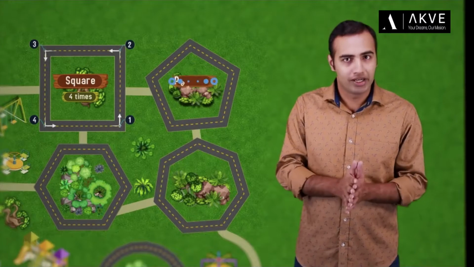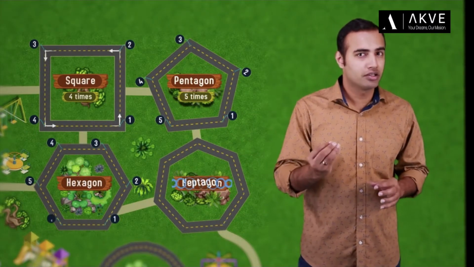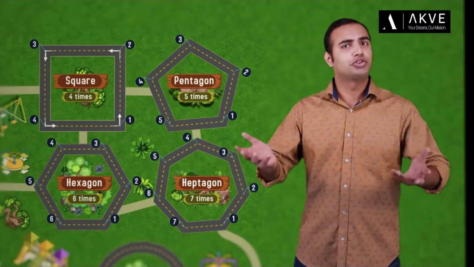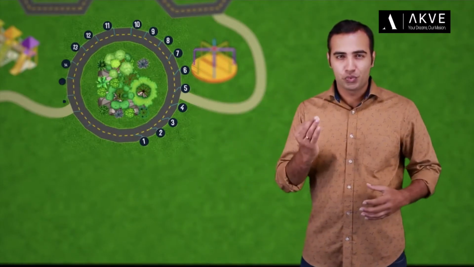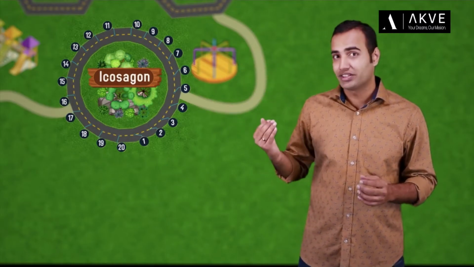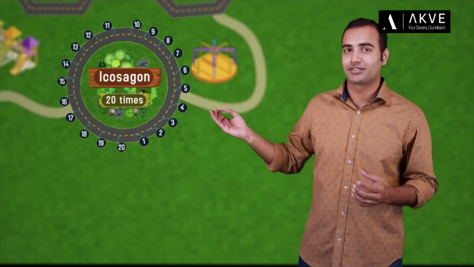Around a pentagonal path of the same perimeter, it will change its direction 5 times. Around a hexagonal path, 6 times. Around a heptagonal path, 7 times. And so on. Now consider this. A regular polygon with 20 sides, also called an icosagon. So if our object goes around this icosagon once, how many times do you think it will change its direction? Of course 20 times, once at each vertex.